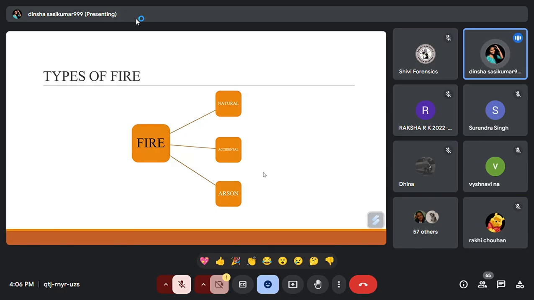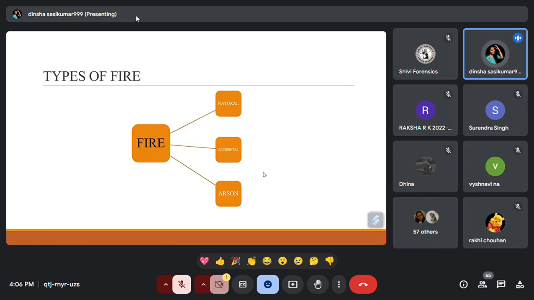Natural fire is caused by some natural process like lightning. The usual cause of natural fire is lightning or any kind of spontaneous combustion of dry fuels such as sawdust and leaves. Materials like coal, hay, and oily rags can also undergo spontaneous combustion and are susceptible to burning. And the next is accidental fire.